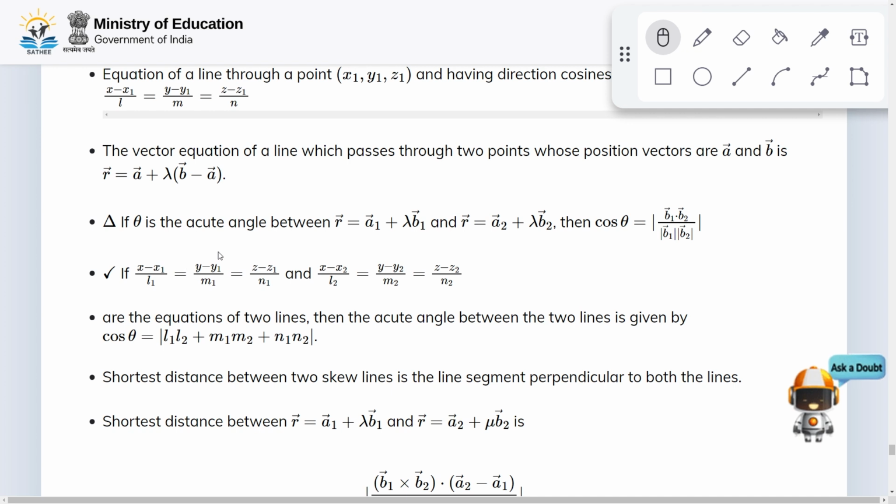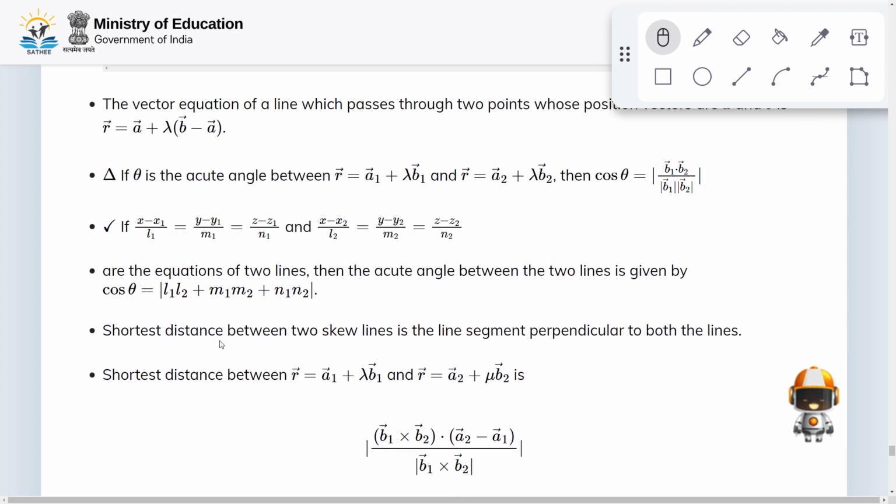Now, if x minus x1 divided by l1 equals y minus y1 divided by m1 equals z minus z1 divided by n1, and x minus x2 divided by l2 equals y minus y2 divided by m2 equals z minus z2 divided by n2 are the equations of two lines, then the acute angle between the two lines is given by this expression. We have already seen this expression above.